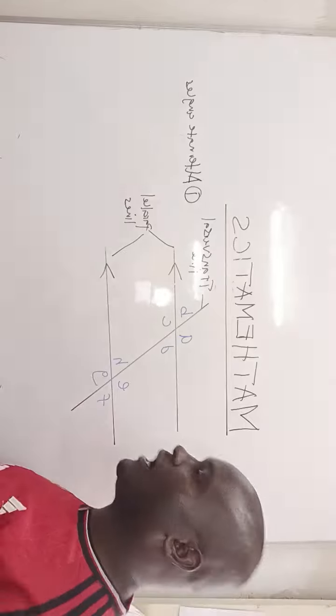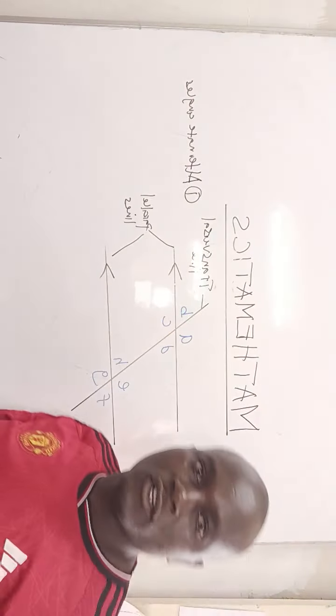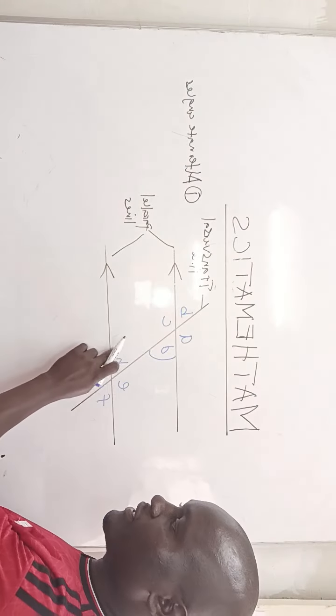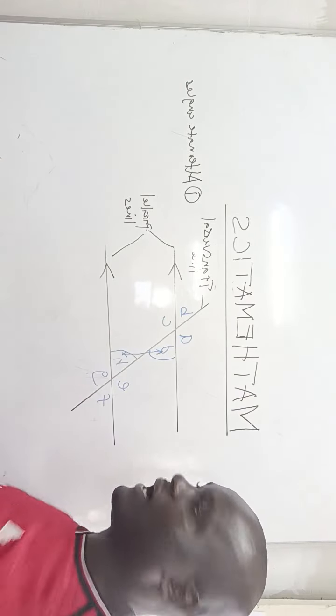So alternate angles are angles found on the transversal line inside the parallel lines, but on opposite sides of the line. For example, this is angle D. This angle D is alternate to angle H. So I can draw a line like this, showing that these two angles are called alternate angles.